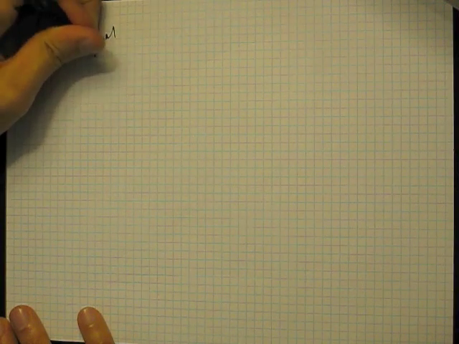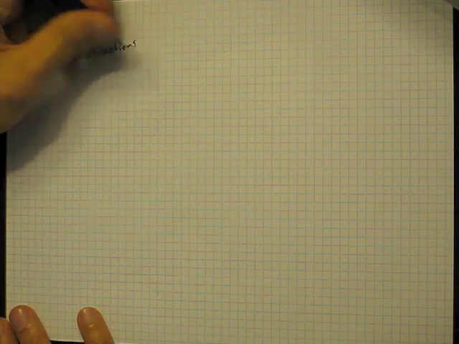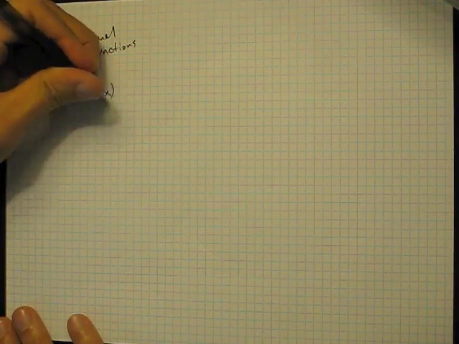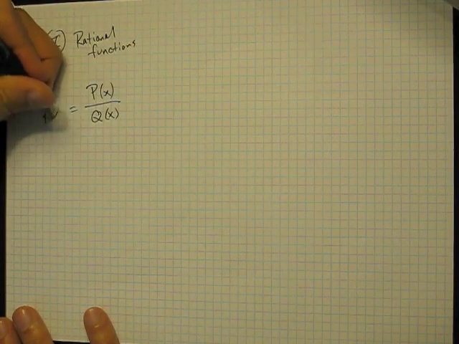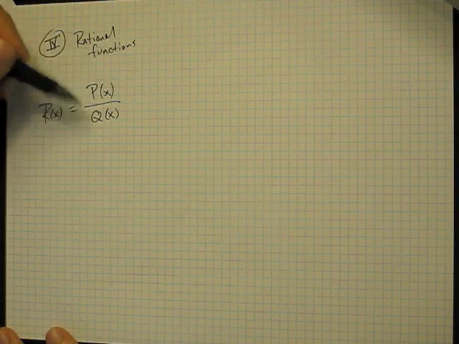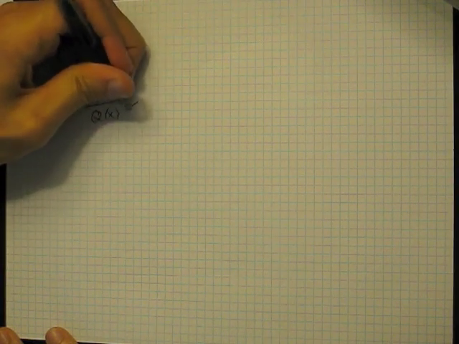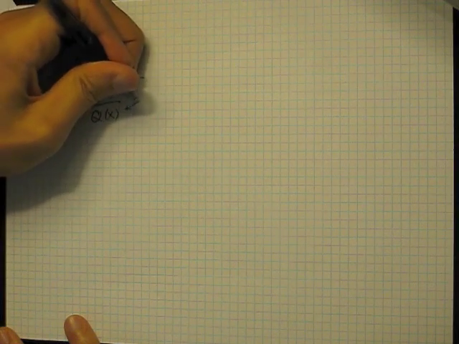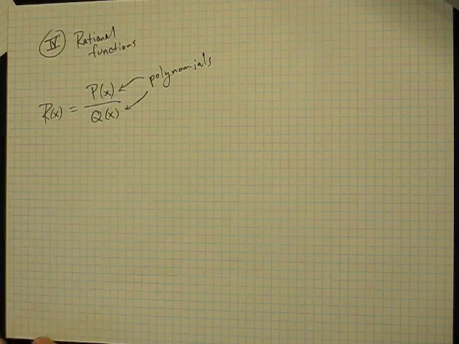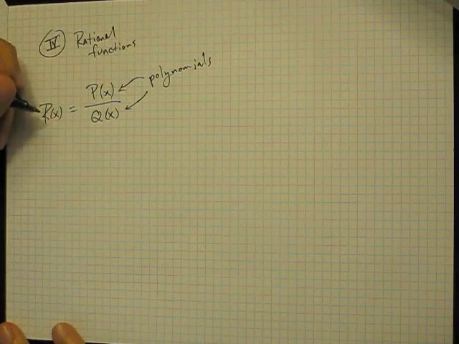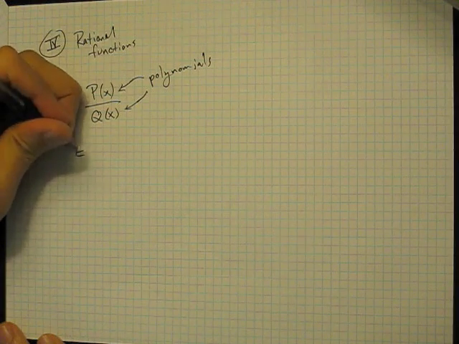Okay, another class, where were we? I think 4, rational functions. Rational functions are very simple. They're just what you get when you take a ratio of 2 polynomials. We'll give it the name R for rational. So these are both polynomials. And so you can probably construct lots of examples of rational functions on your own.